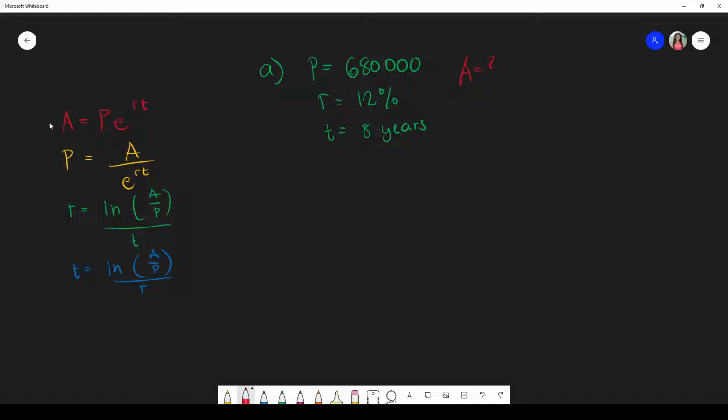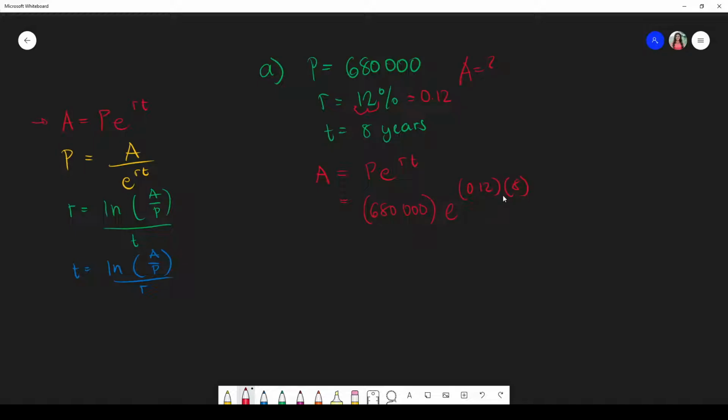We just have to use this formula here, which is A equal to Pe raised to rt. And what do we have to do? We just have to substitute the given values. So that gives us the equation 680,000 times the Euler's constant raised to R. Now, R here is given in percentage, but if we're going to use R in our equation, we have to use its decimal form. So the decimal form of 12% is equal to 0.12. Move the decimal point 2 spaces to the left. So that's the value that we're going to substitute for R in our exponential growth model. So that's e raised to 0.12 times the time, which is 8 years.